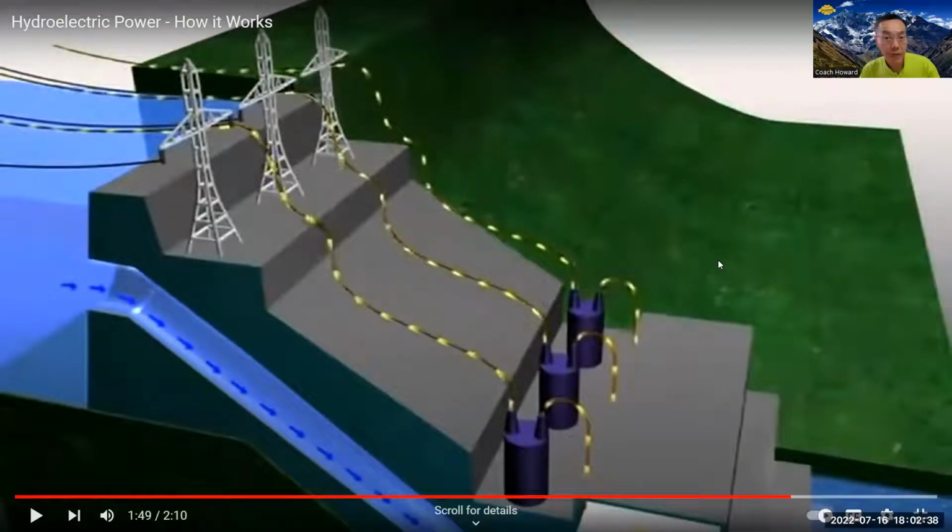So this is how a hydroelectric power station produces electricity. So GPE of water changes to kinetic energy of water, changes to kinetic energy of turbine, changes to electrical energy. So I've finished today's lesson.